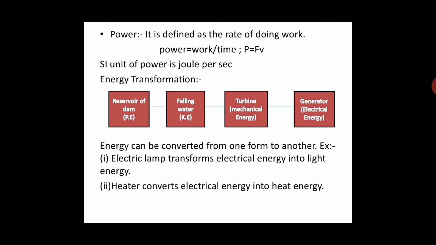The generator is meant for generating electrical energy. We have some examples as well. The electrical lamp converts electrical energy into light energy. A heater converts electrical energy into heat energy, which proves that energy can be transformed from one form to another.